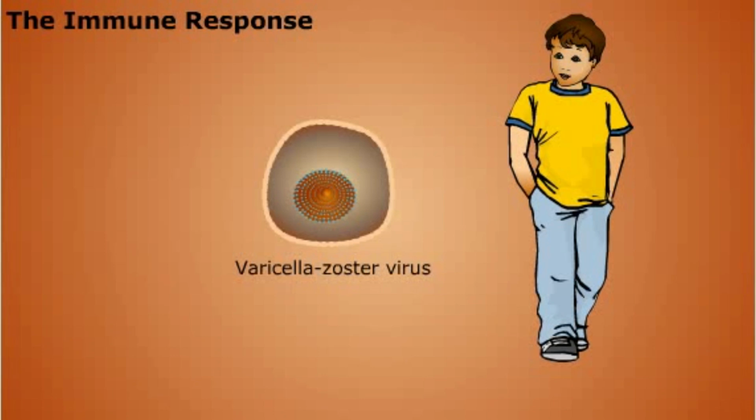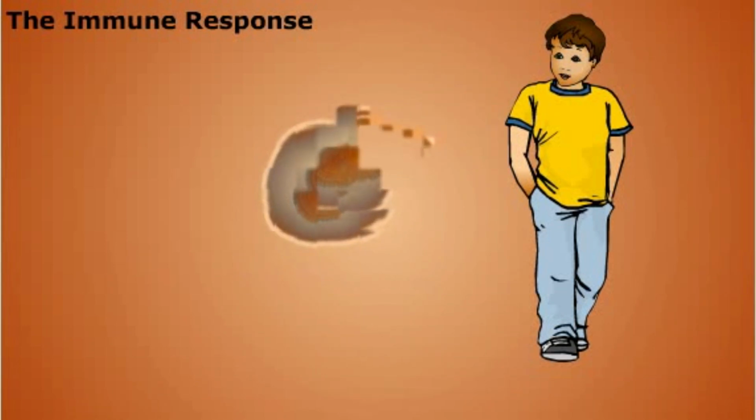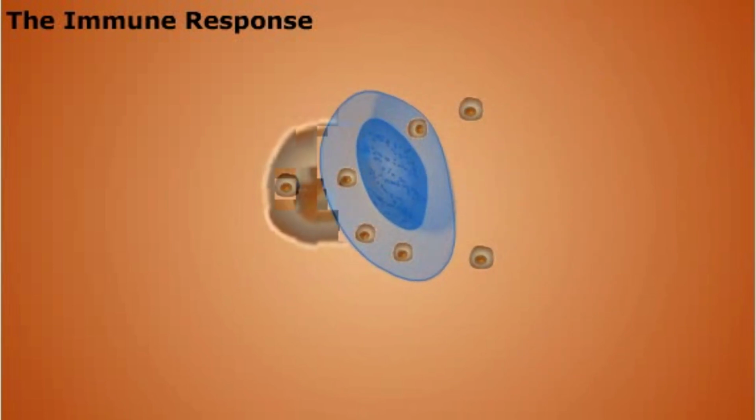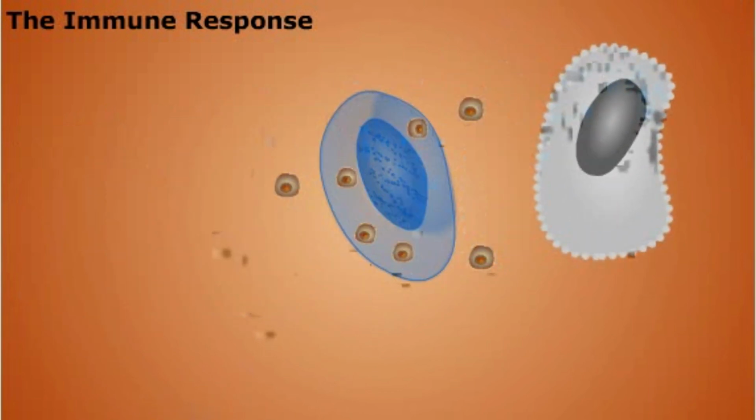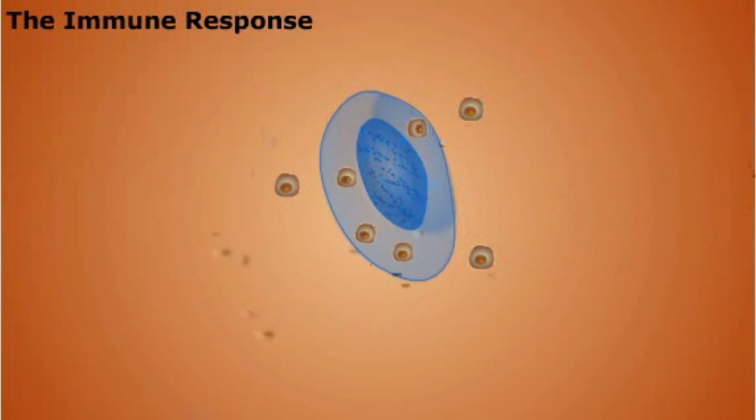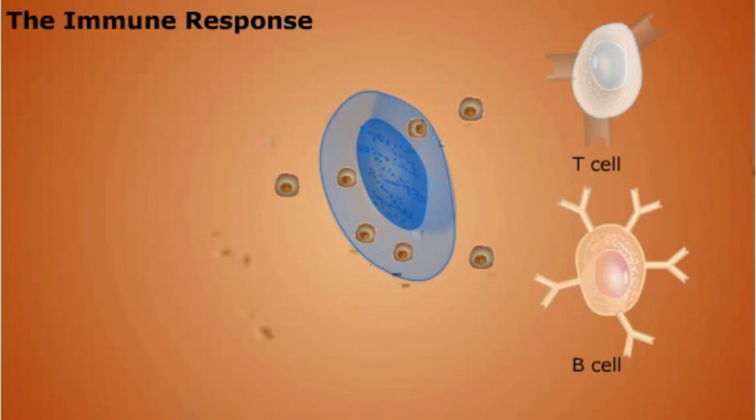Many pathogens are able to get past our external barriers and enter our body. The microorganisms first encounter nonspecific defenses, including phagocytes like macrophages. Then the specific immune response of T cells and B cells begins.